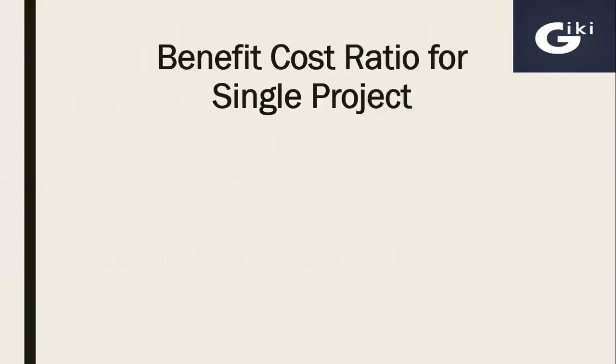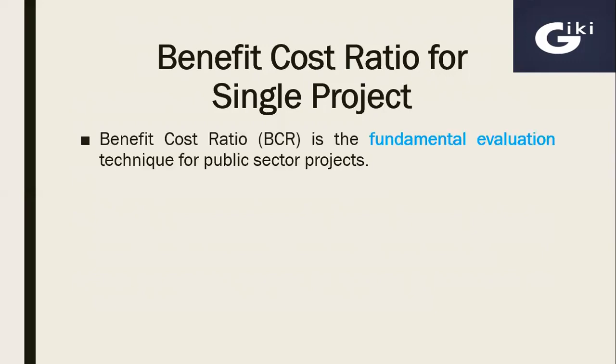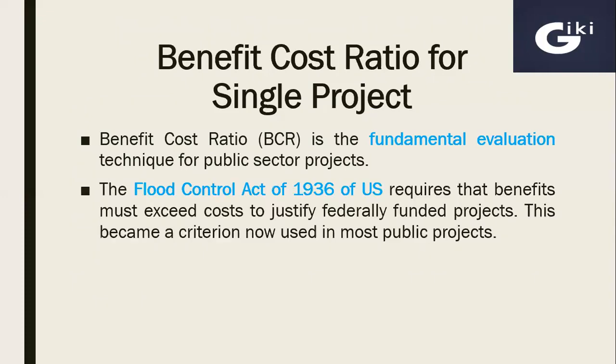Then, benefit cost ratio for a single project. The benefit cost ratio is relied upon as a fundamental analysis method for public sector projects. Benefit cost analysis was developed to introduce greater objectivity into public sector economics, and as one response to the US Congress approving the Flood Control Act of 1936, which requires that benefits must exceed costs to justify federally funded projects. Later on, this became a criterion for all public sector projects.